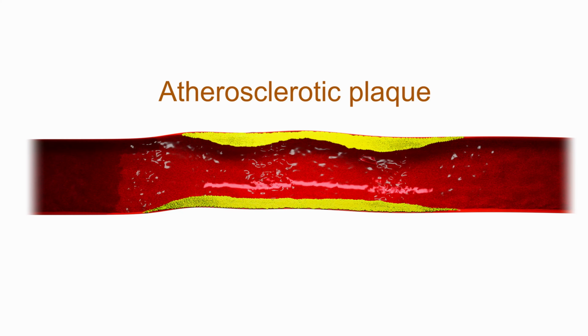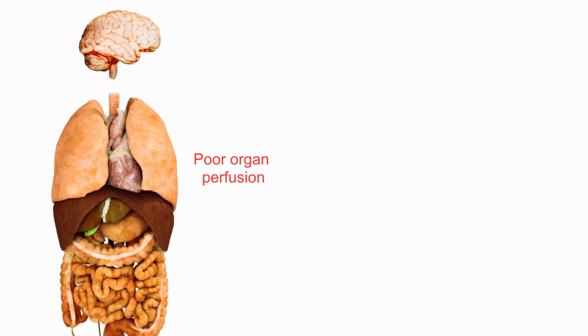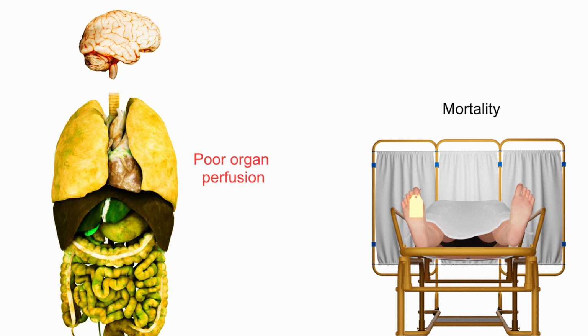If not promptly treated, myocardial infarction could lead to abnormal electrical activity of the heart, rupture of the walls of the heart, and heart failure with loss of blood flow to major organs such as the brain, kidneys, liver and bowel. Poor perfusion of major organs could lead to death within a short period.